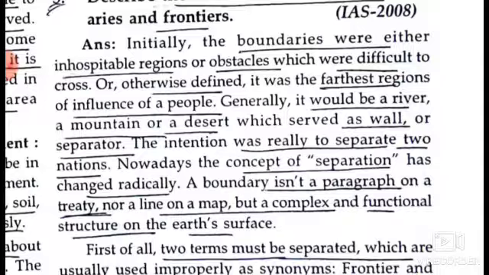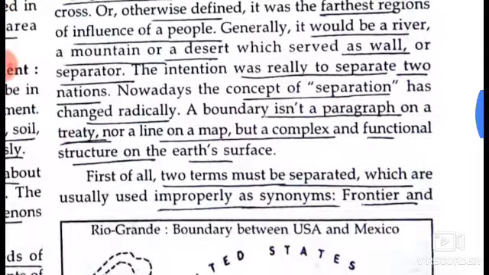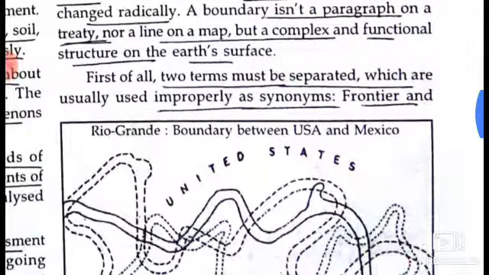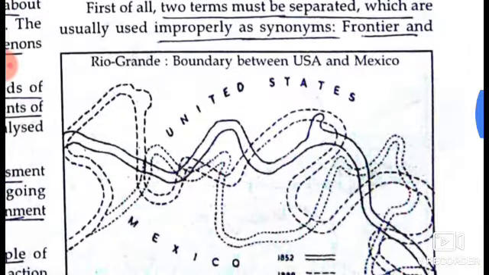Nowadays, the concept of separation has changed radically. A boundary is not a paragraph in a treaty, nor a line on a map, but a complex and functional structure on the Earth's surface. First of all, two terms must be separated, which are usually used improperly as synonyms: frontiers and boundaries.